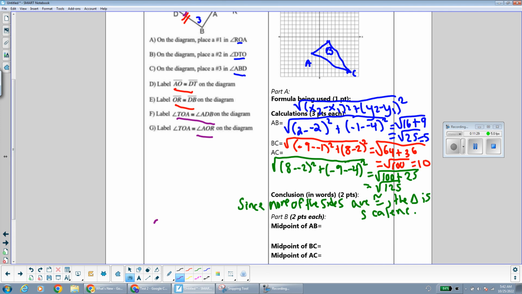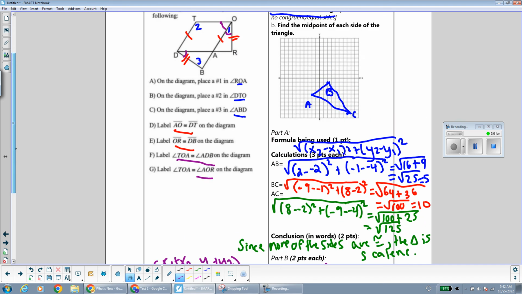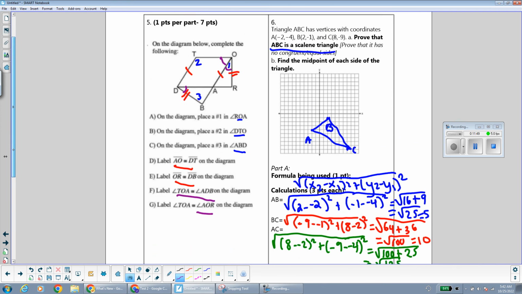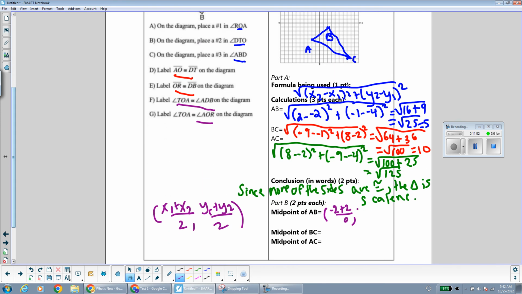So my midpoint formula, I'm going to write it over here, is the average of the x-coordinates, comma, the average of the y-coordinates. So for the midpoint of AB, let me get my x-coordinates, -2 and 2. And my y-coordinates are -4 and -1. Oops, I wrote over 0 because I was adding them together in my mind. It's over 2. So 0 over 2 is just 0. -4 plus -1 is -5 over 2.